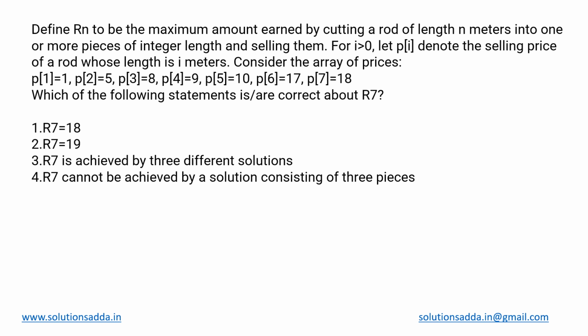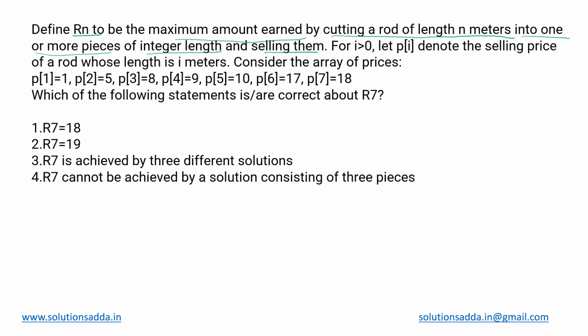Simply a logical question. We don't need to apply any optimization techniques as such in this. They have defined Rn to be the maximum amount that we can earn by cutting a rod of length n meters into one or more pieces of integer length and selling them.